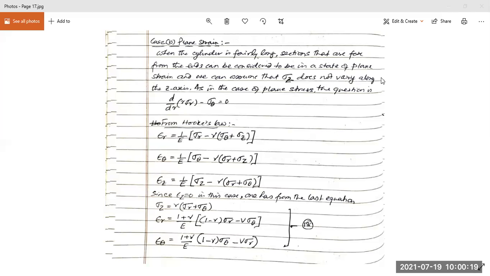So we have these equations: epsilon r and epsilon theta equal to (1 plus v) divided by E times (1 minus v) sigma r minus v sigma theta, and (1 minus v) sigma theta minus v sigma r itself. So we have the strain in the radial direction and the strain in the circumferential direction, which is given by the stress along the circumferential direction and the radial stress along the radius, multiplied by the different aspects of the Poisson's ratio and Young's modulus itself.